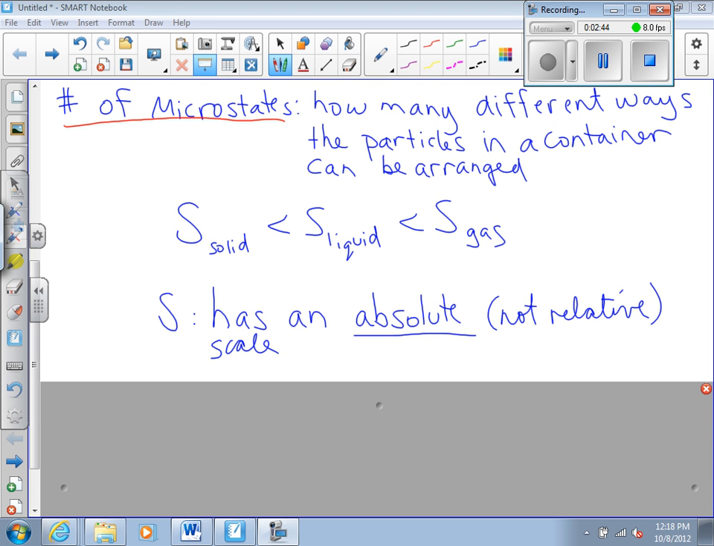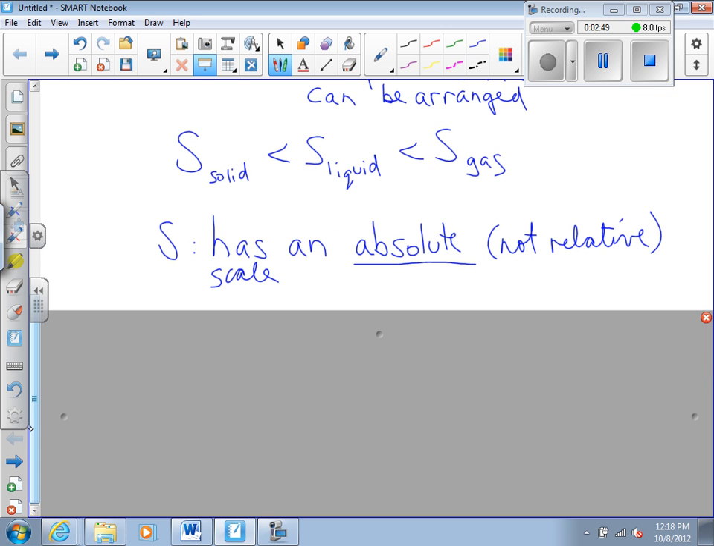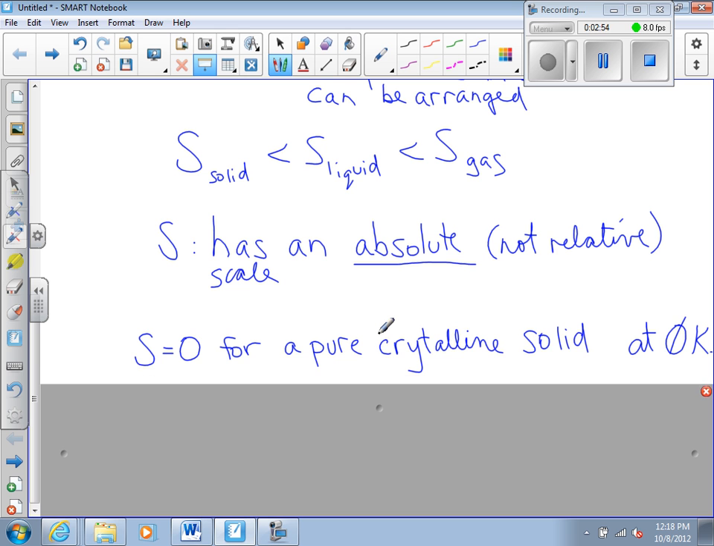All right, one more thing about entropy, S. Entropy has an absolute, not a relative scale, and you should have noticed in some problems that we did, the values for S were given just as S, not delta S. So the value for S is truly 0 for any pure crystalline solid at 0 Kelvin, because the atoms are not moving. They're in their perfect crystalline structure. And so there's only one possible microstate.